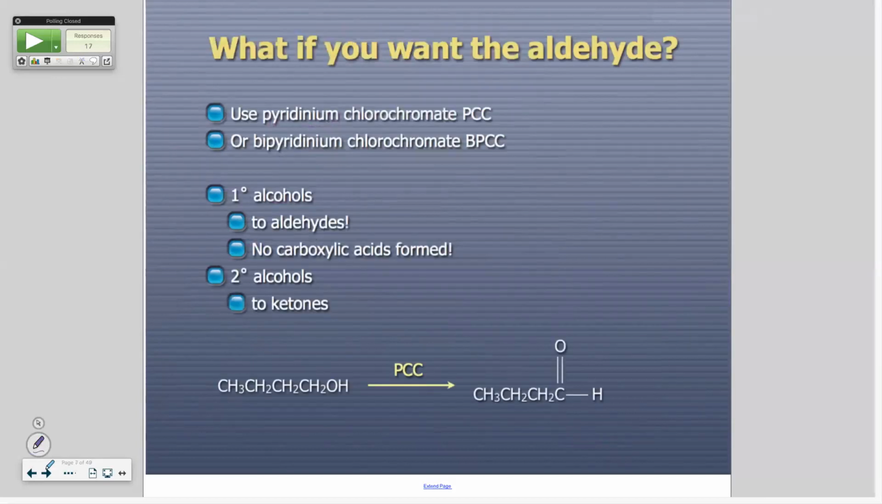But what if you wanted the aldehyde? There are a couple of exciting ways that have come out over the years to do that. The first one uses pyridinium chlorochromate, which is shortened to PCC. Does anybody know what pyridine is? Here's pyridine. Pyridinium chlorochromate is basically pyridine that you protonate.